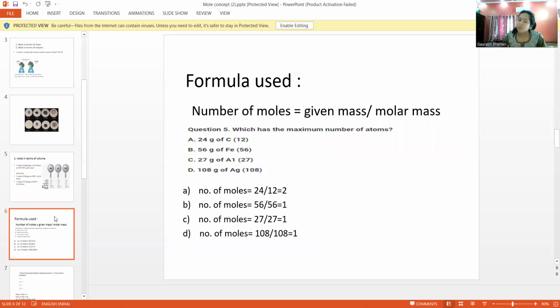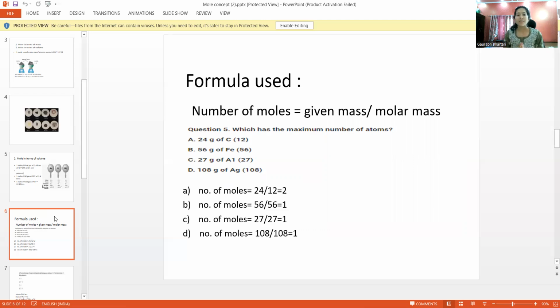Now, the most basic formula we use in the mole concept is: number of moles is equal to the given mass divided by the molar mass. Here I have taken some questions of JEE Advanced. In this question, it is mentioned which has the maximum number of atoms. There is no need to calculate the number of atoms; we can simply get the answer by calculating the number of moles. So we will calculate the number of moles according to the formula we have just read, that is, number of moles is equal to the given mass upon molar mass. Now the given masses are already given in the options.